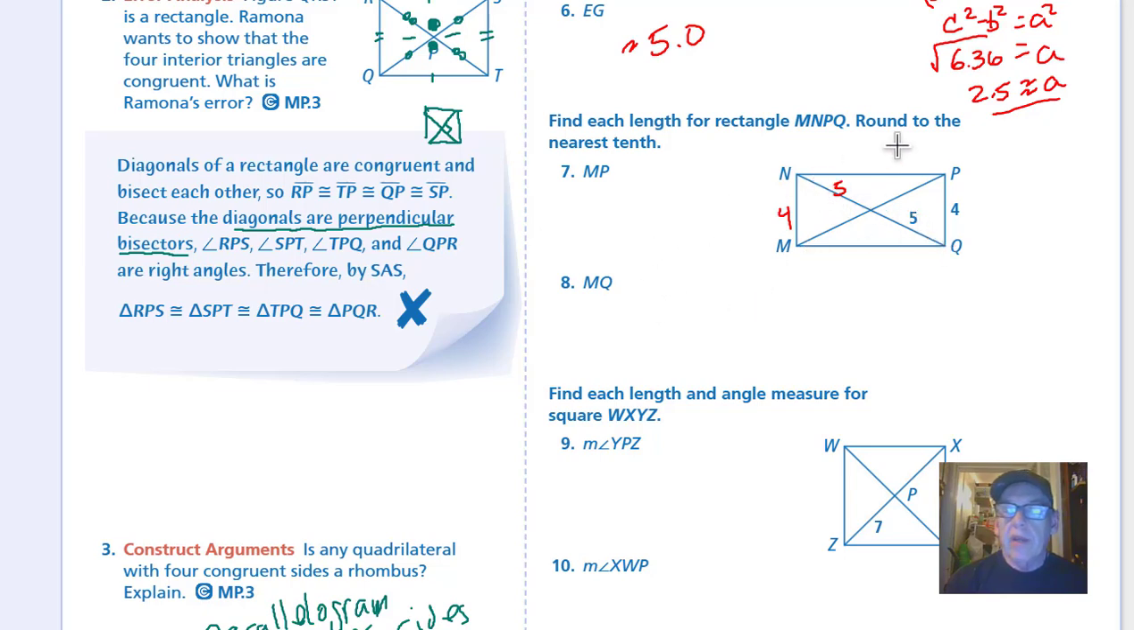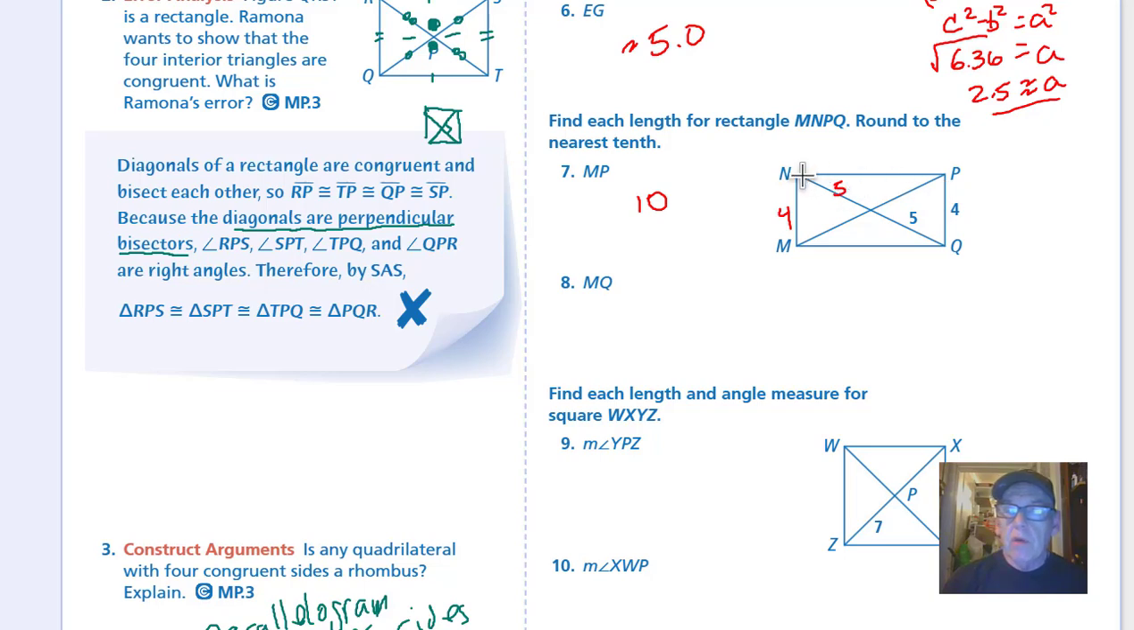well, the diagonals in a rectangle are congruent. If NQ is 10, remember diagonals bisect, so that's how we know that's a 5. If NQ is 10, MP also has to be 10. And they want to know what MQ is. MQ is this length here.